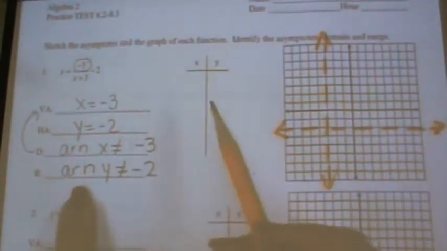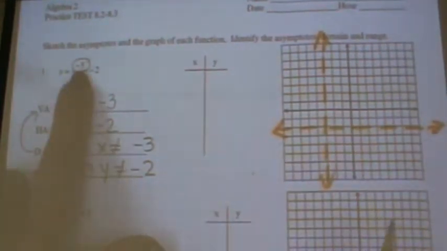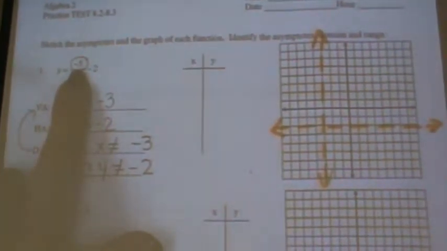Now look at your numerator here. If it's positive, what two quadrants are you in? 1 and 3, your branches. But this is negative, so what quadrants are you going to be in? 2 and 4. So your graph needs to be in these two quadrants. How do you figure out where they're going to be?